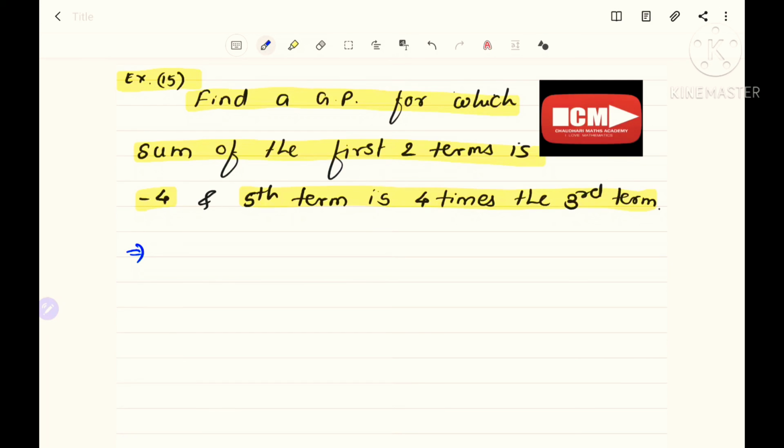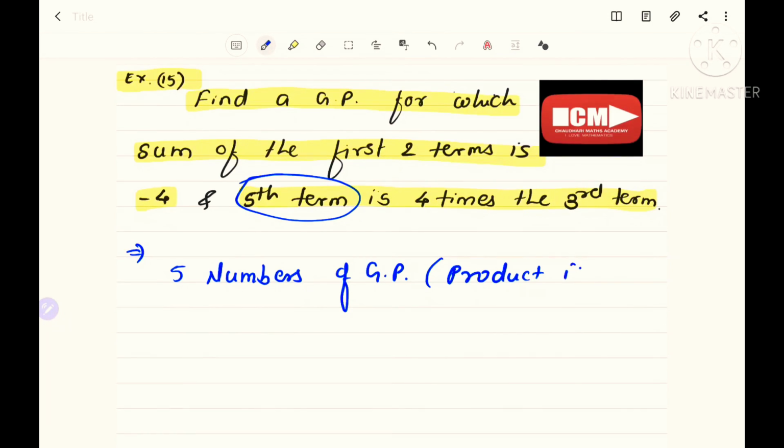So right. And what do you think? How many numbers are involved here? Since they are talking about the fifth term, it means totally 5 numbers are involved in this GP. So this question indicates 5 numbers of GP. But I already discussed there are two cases: either a product is given, the product of all the numbers is given, or the product of the numbers is not given. Every time try to catch this particular sentence in the given problem. And if you observe, the product is not given in this problem. So this is the question that I want to discuss with you.